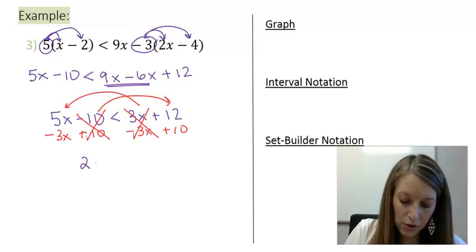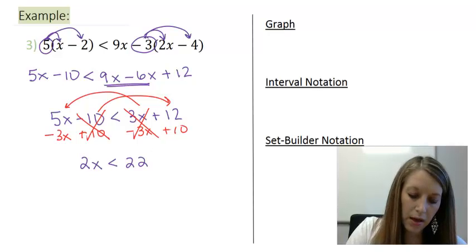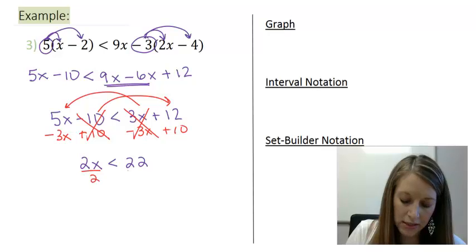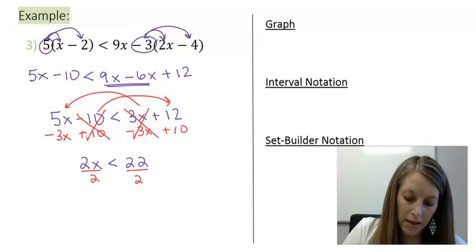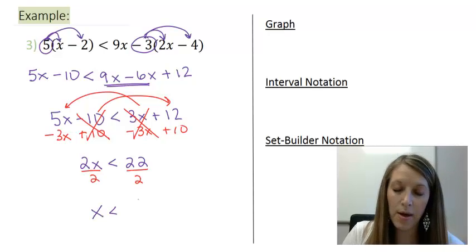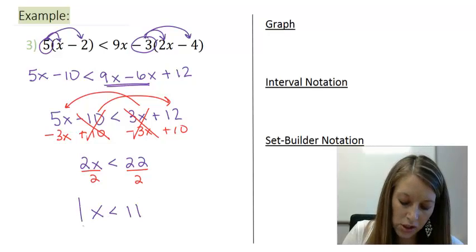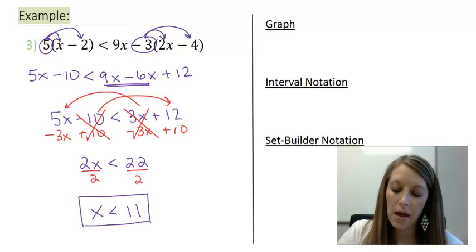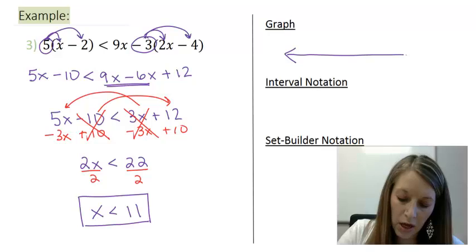That gives me 2x is less than 22. To get rid of my 2, I divide by it. That is a positive number, so my inequality sign stays the same, and so my final answer is x is less than 11. Now let's do all the notations that go with it.